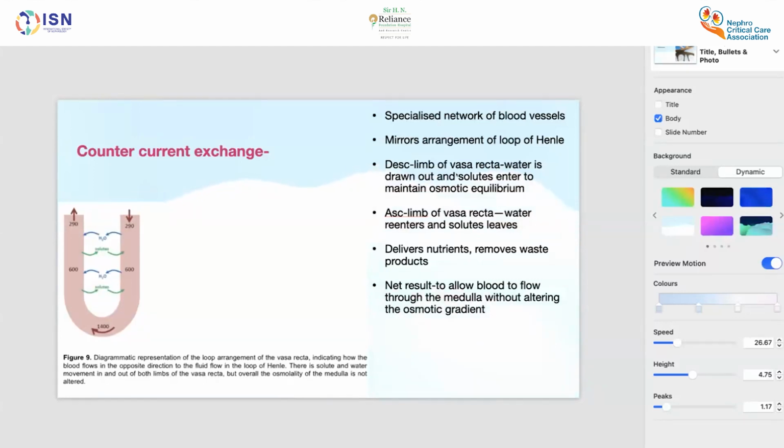These vessels also deliver nutrients and remove waste products like CO2 from the nephrons. The net result is to allow the blood to flow through the medulla without altering the osmotic gradient, which is created by the loop of Henle.